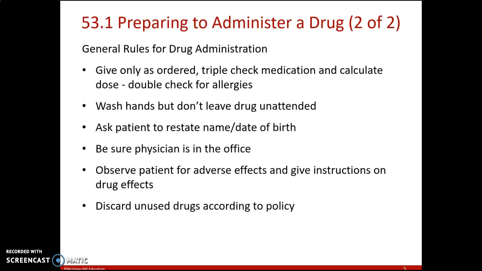So some general rules for medication administration. Give the drug only as ordered and triple check the medication and the dose that you've calculated. Always double check for patient allergies. You're going to want to wash your hands before you begin, but don't leave your medications unattended. You're going to ask the patient to restate their name and date of birth, and be sure that the physician is in the office just in case the patient has a reaction. You're going to observe the patient for adverse effects and give instructions on what side effects they might expect. And you're also going to discard any unused drugs according to policies.